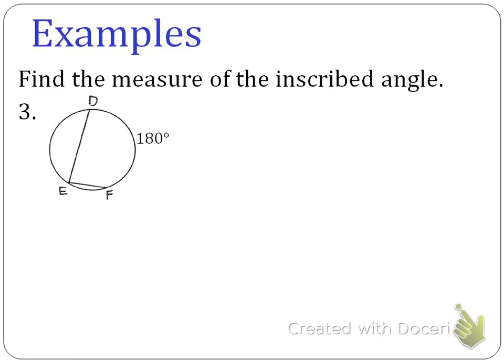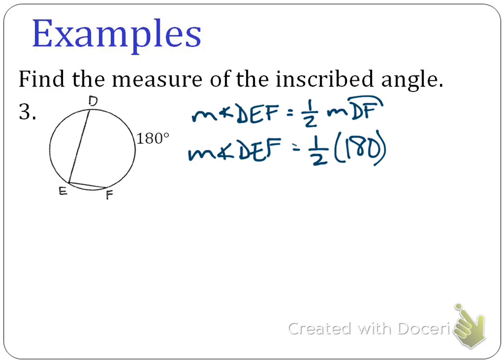Now we're going to see the reverse side. What if we're given the measure of an arc? How do you find the inscribed angle? So it goes the opposite way, where instead of multiplying by 2, this 180 will be cut in half to find the inscribed angle. Formally speaking, we have the following equation. Measure of the inscribed angle is equal to half the arc. We plug in 180, and we get 90 degrees for the measure of that inscribed angle.